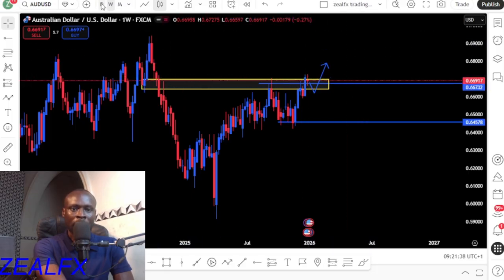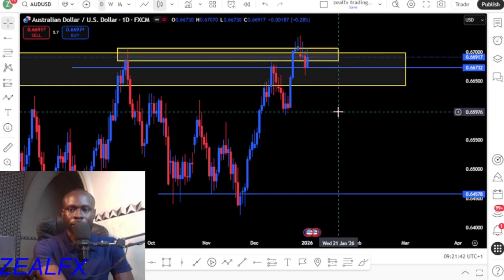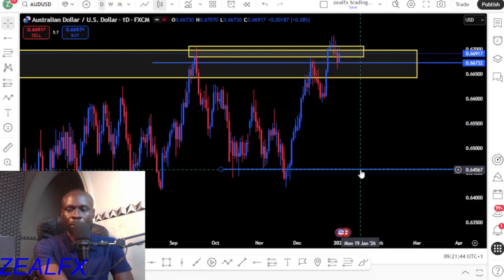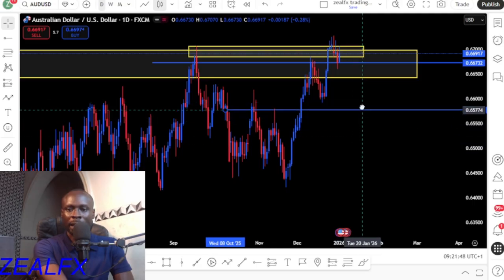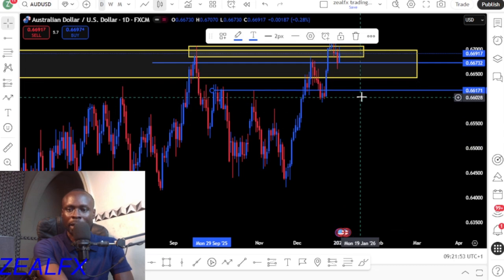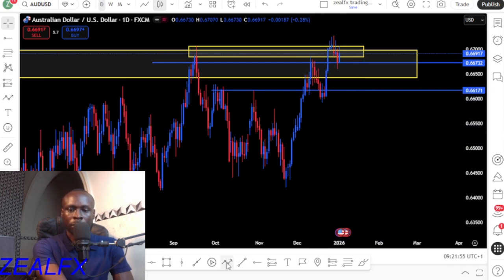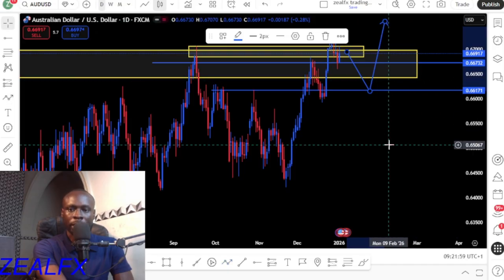So let's go back to our weekly chart on Australia USD. On the daily chart, we have to look out for possible buying opportunities from these support areas, which is okay for us to buy. We cannot buy from this resistance area. So we need price to come to this support level before we start looking for buying opportunities for Australia USD.